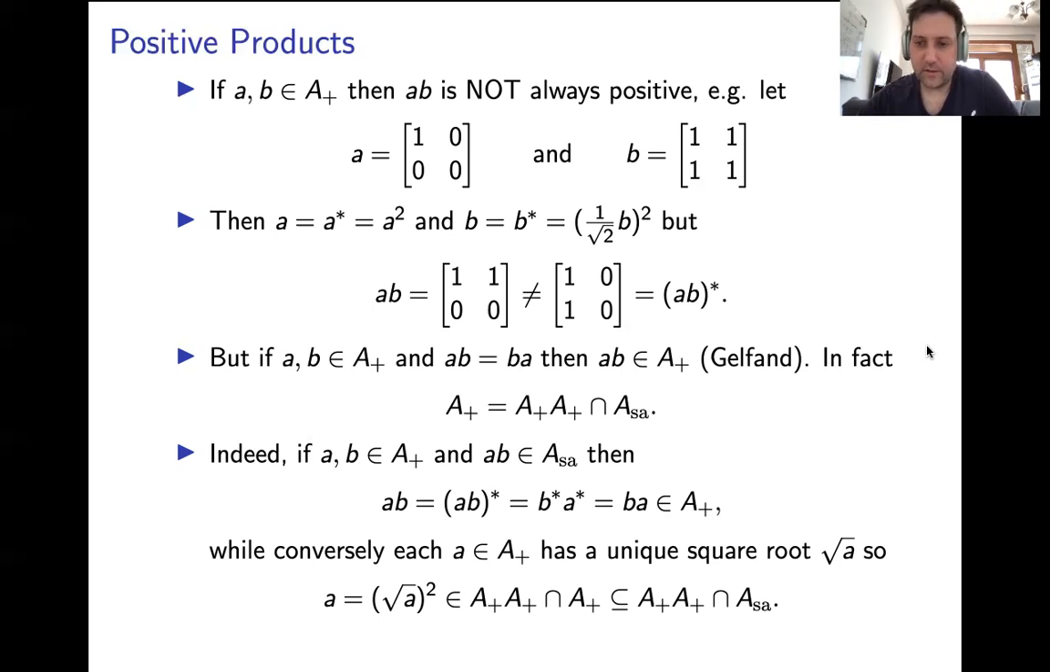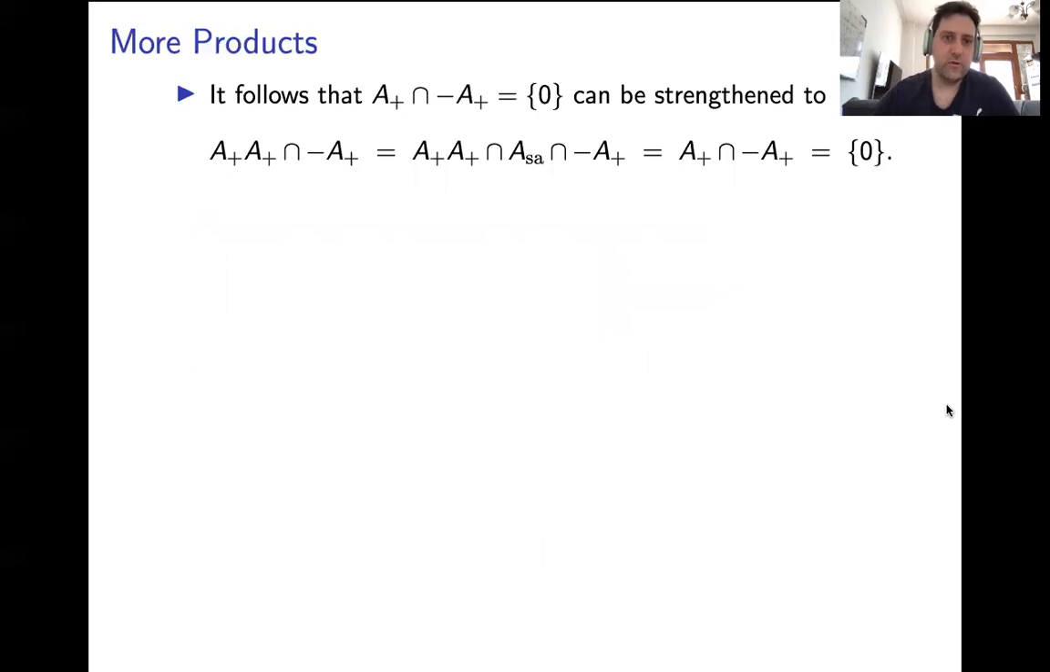And the reason I mention this is because it helps you improve this property of being a proper cone. So instead of just saying that the intersection of the positive part and the negative part of your C-star algebra is zero, you can actually say that even a product of positives, if that also happens to be negative, the only possibility is that it's actually zero. Because let's say you did have something in this intersection. Well, if it's a negative element, then in particular it is self-adjoint, so I can just add an intersection with the self-adjoint part here without affecting the whole intersection. But what we just showed was that this first part here turns out to just be A plus. So this brings you back to the original condition that Karen proved last time, that it's a proper cone.